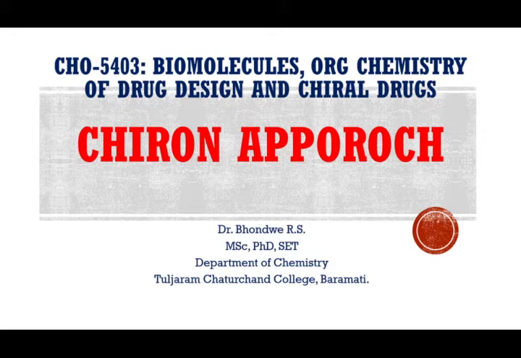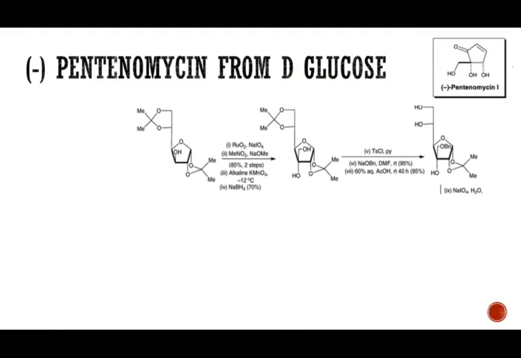We are discussing chiron approach and some important drug synthesis, or I will say natural product synthesis using the cheapest starting material. As you know, we have already discussed so many compounds. Our next target molecule is pentenomycin. As the name suggests, it is an antibiotic used in the medicinal field.